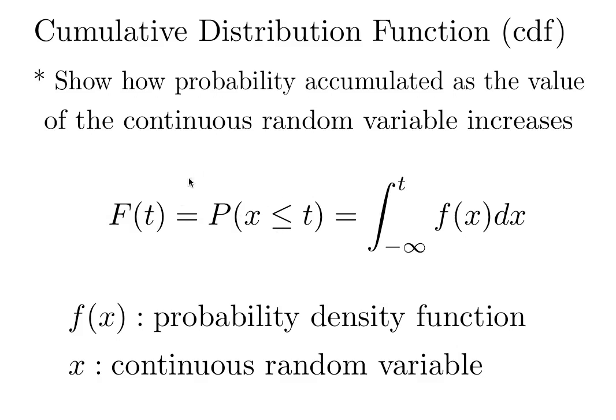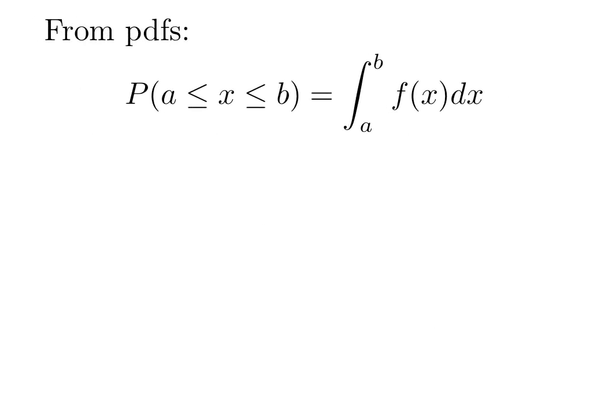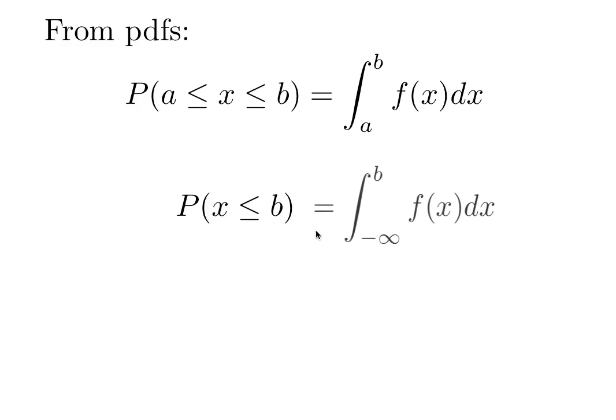To understand this in more detail, let's go back to section 6.4 where we talked about PDFs. We know that the probability of x between a and b is equal to the definite integral from a to b of the probability density function. Now assume that we don't have the lower limit of integration a. We just have the interval from negative infinity to b. Therefore, the probability of x less than or equal to b is equal to the improper integral from negative infinity to b of f of x dx.